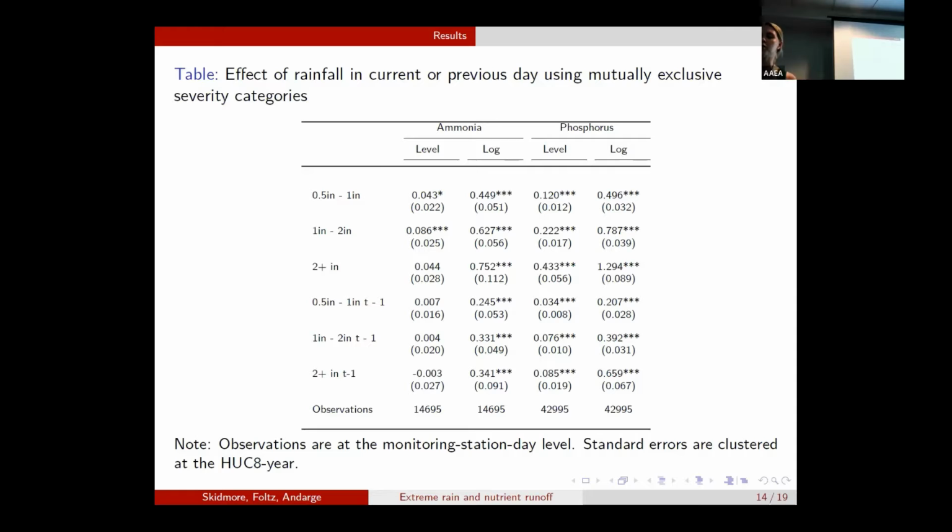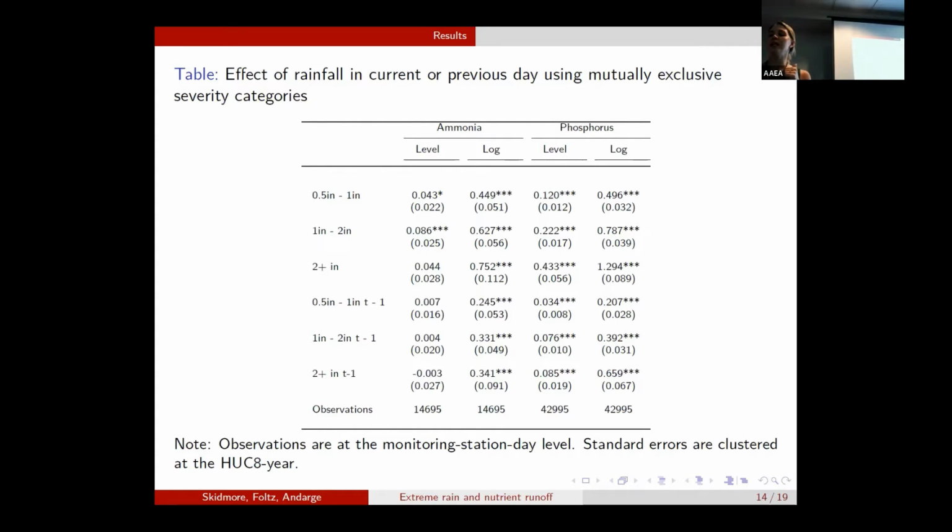Or at that station, excuse me. We find that if there is a half inch of rainfall to 1 inch compared to our base category of less than a half inch, we do find significant spikes in ammonia and phosphorus. That spike gets bigger if it's 1 to 2 inches compared to the base category, even bigger if it's 2 or more inches, right? So this is what we would expect.